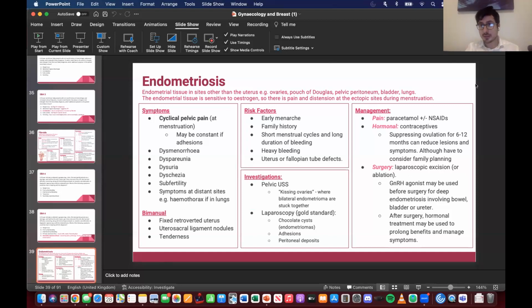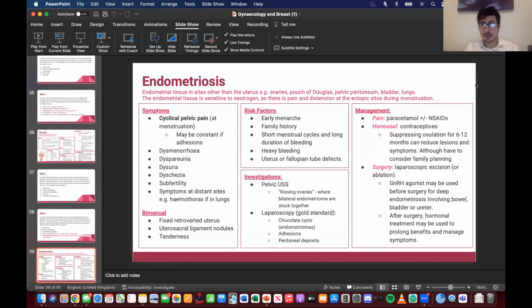How do we manage this? Pain is a key feature in this condition, and therefore needs to be managed, commonly with paracetamol and NSAIDs. If that doesn't work, the next step is to move on to hormonal contraceptives, because it is the estrogen that is driving the pain in this condition. What you can give is the combined pill or even progesterone-only pills. And what they do is suppress ovulation for around 6 to 12 months. This can reduce the size of the lesions and also importantly stop the symptoms.